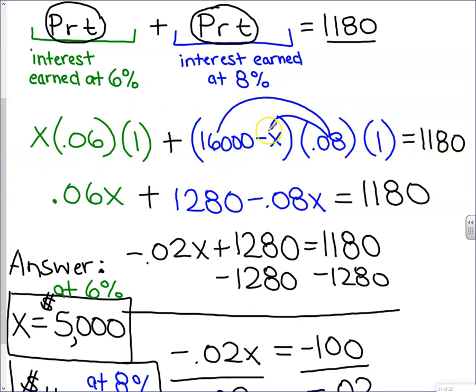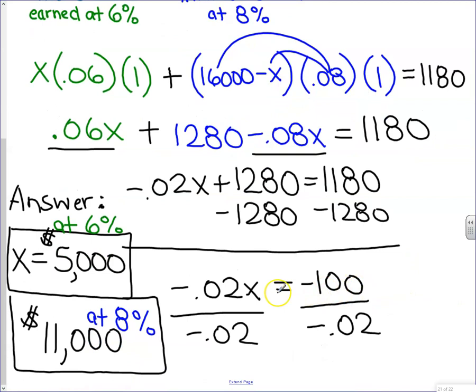So here we're distributing in that 0.08. On the green side here, we just have 0.06x plus this simplifies down to 1280 minus 0.08x equals 1180. We want to combine our x values. So 0.06 minus 0.08 gives us a negative 0.02x. When we bring this to the other side, we end up with negative 100. So we have negative 0.02x equals negative 100, divided by negative 0.02. And this would give us x equals 5,000.